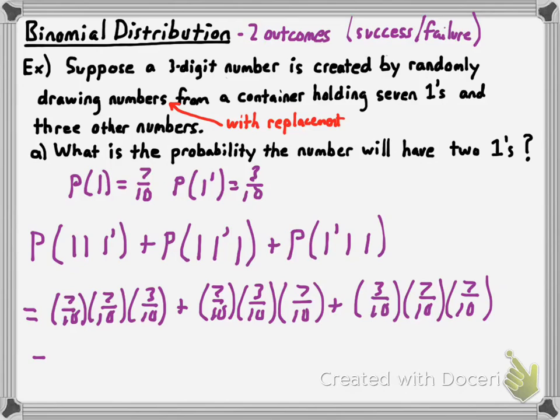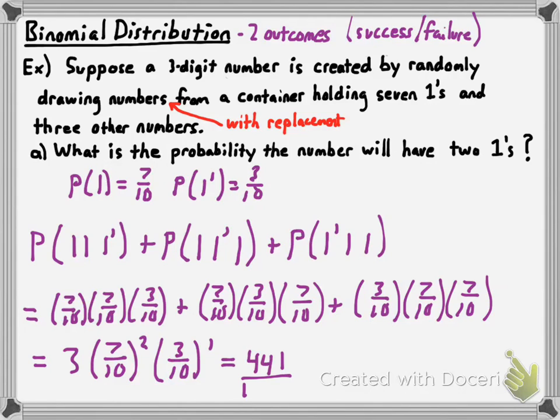Now, I could have generalized that to say that there were 3 possible outcomes that fit the description, and that I was going to have 2 successes, so I was going to have to multiply 7/10 by itself twice. All right, so 7/10 squared. And I was going to have 1 failure, so multiply times 3/10 to the first power. Okay, and then that turns out to be 441 out of 1,000.